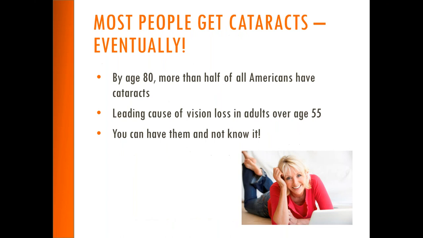Everyone gets cataracts eventually. By age 80, more than half of all Americans have visually significant cataracts. It's the leading cause of vision loss in adults over age 50. We can all have them and not even know it. I would say that looking at some demographic information at our practice, the average age of our cataract population is about 74, plus or minus 5 years, accounting for the vast majority of our cataract patients.